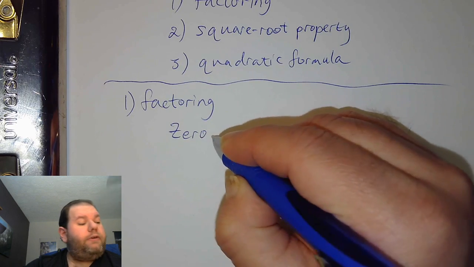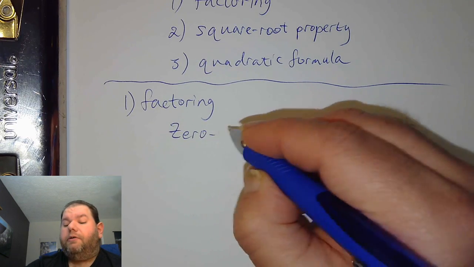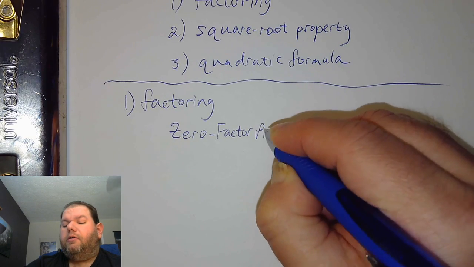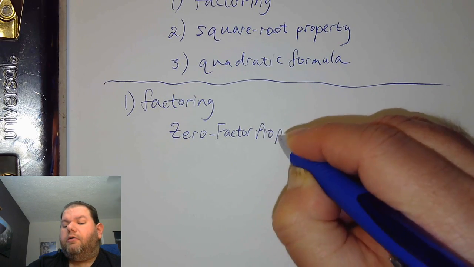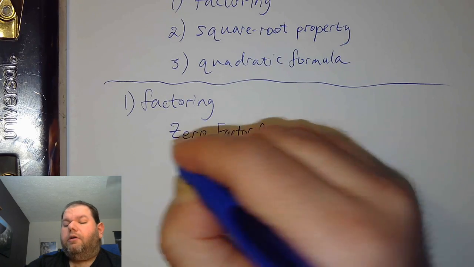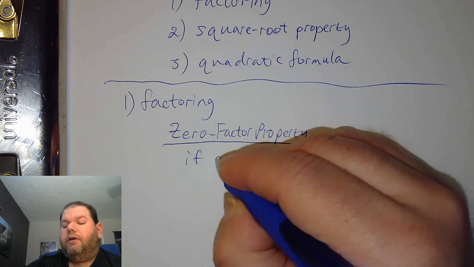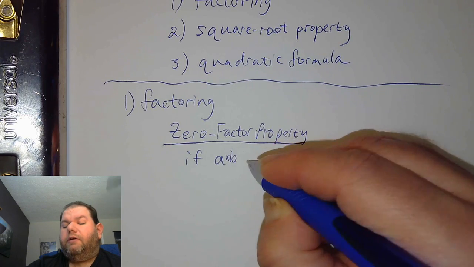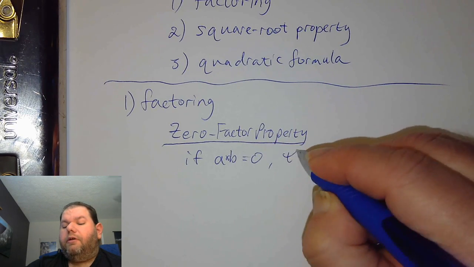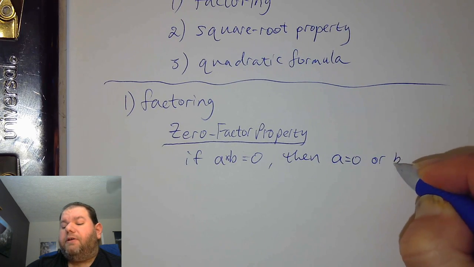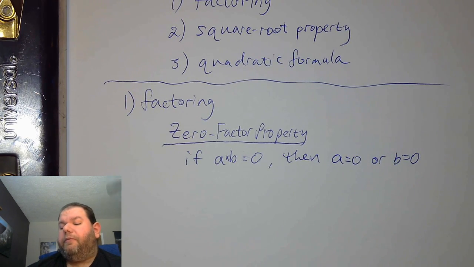So this book calls it the zero factor property. And the zero factor property says that if a times b is equal to 0, then a is equal to 0 or b is equal to 0.